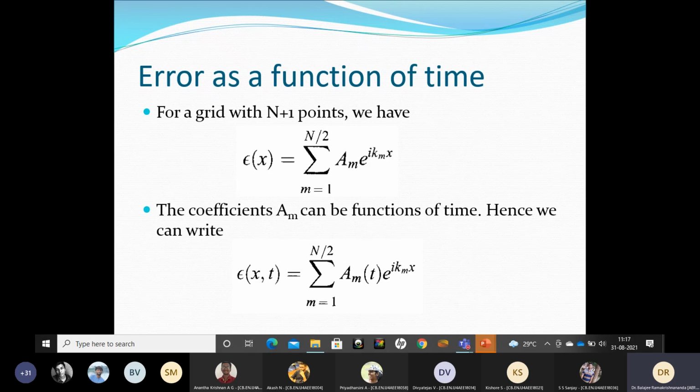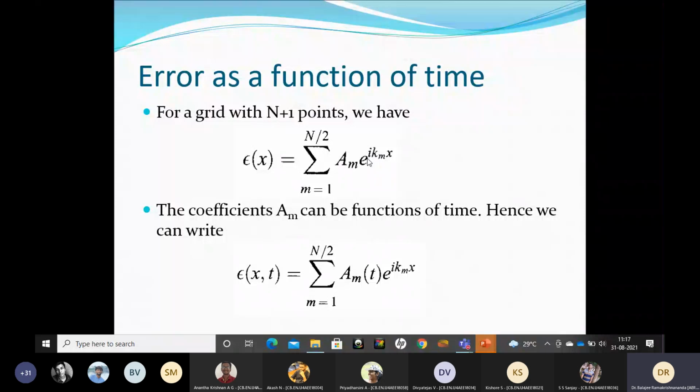So you will have high frequency errors and low frequency errors in a combination. When km is low, we call them low frequency errors. When km is high, we call them high frequency errors. Remember this. We'll come back to this when I am explaining the multigrid. We'll finish this first. So the coefficients AM can be functions of time.